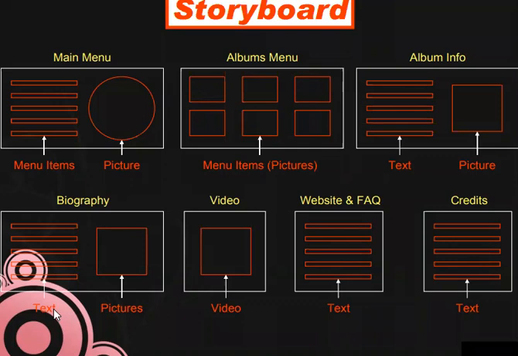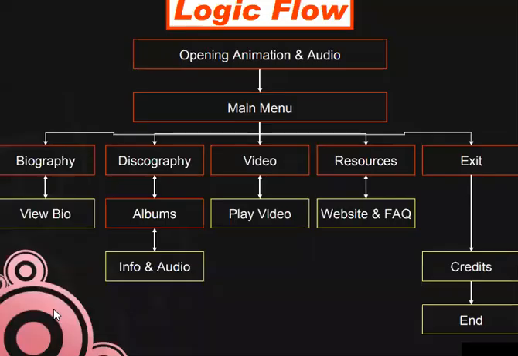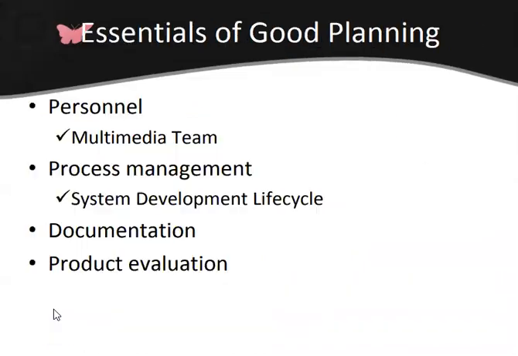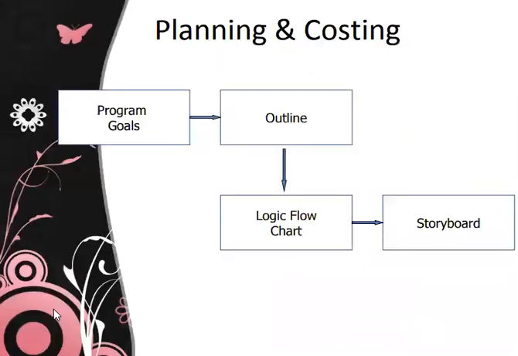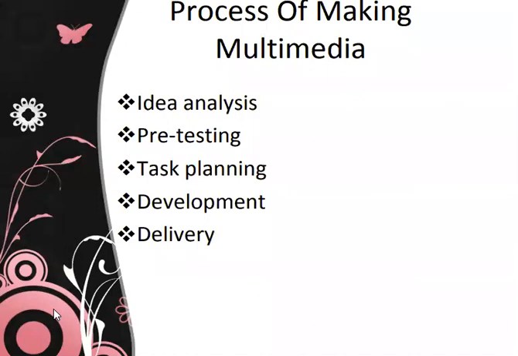You have the main menu, which consists of the menu items, pictures, and you have the albums menu. So these are all some kind of outline of how the storyboard will be. So for planning and costing a multimedia, if you want to create a multimedia, you need to have these things: the idea, the analysis, what kind of analysis has been done. You need to have task planning. And if you have good planning, or good documentation, then the whole process will be done.